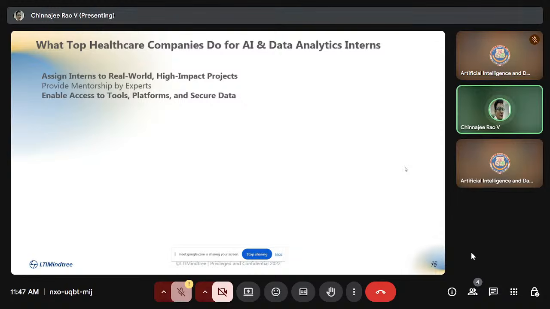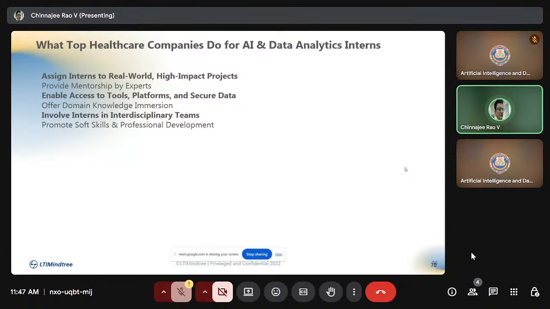Then enabling access to tools: how to access them, what the platforms are, whether it works on Windows, Unix or Apple, which OS is required, and what the data security measures are. This company itself will provide the KT. Then offering domain knowledge immersively, and involving interns in multidisciplinary teams. They will divide interns into multidisciplinary teams, give inputs to each team, and ask them to interact so that they learn self-motivated and teach others also.